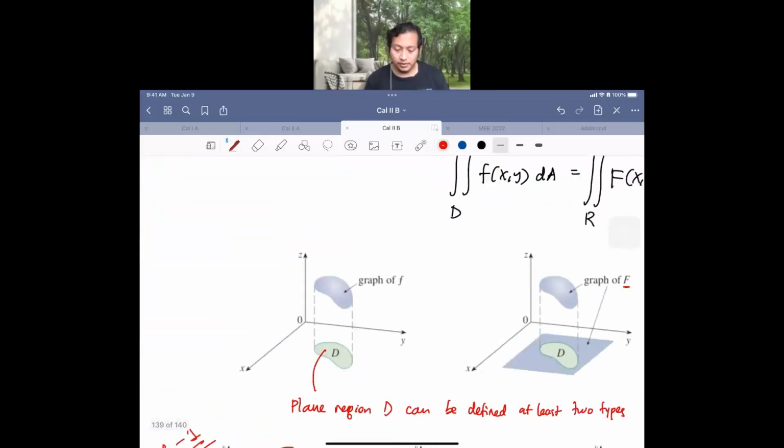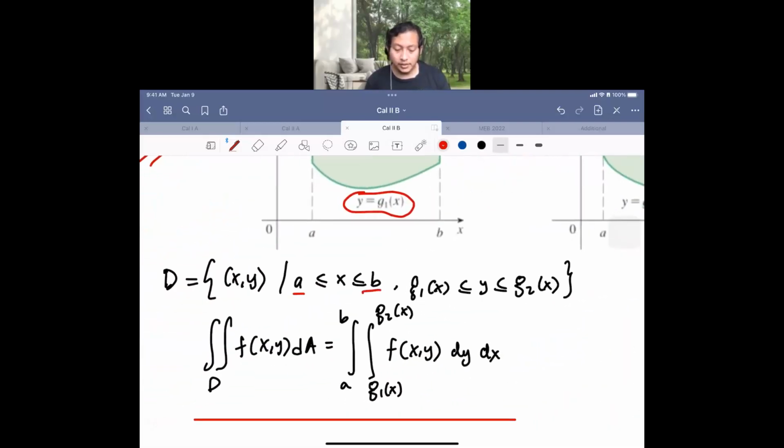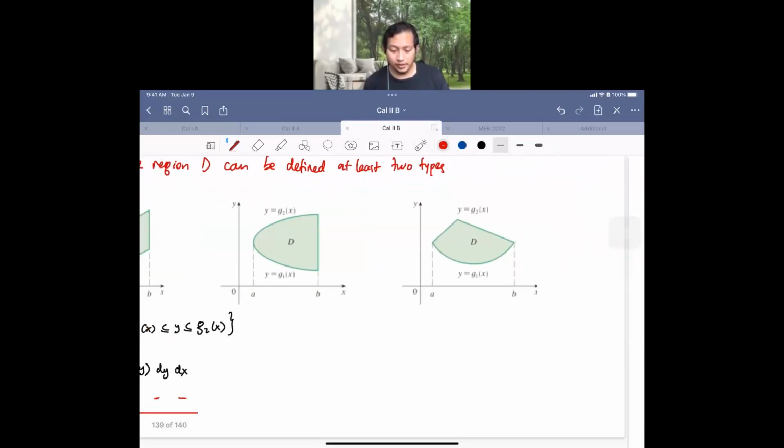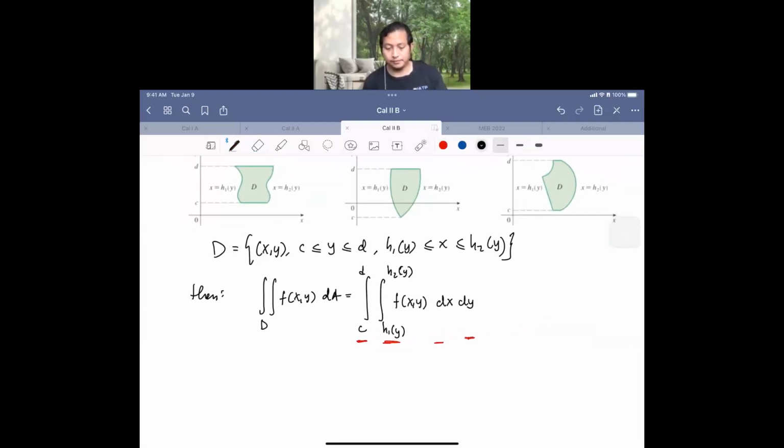If in your double integral you have constant x like this, right at the outside integral, then the function of x will be written here inside the integration. Oh, sorry, should be y.